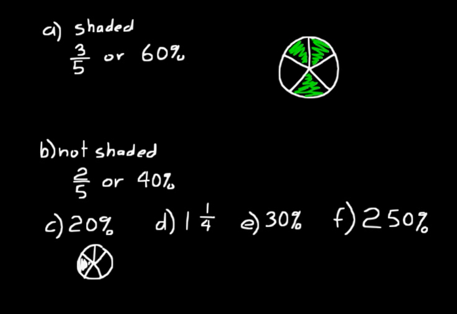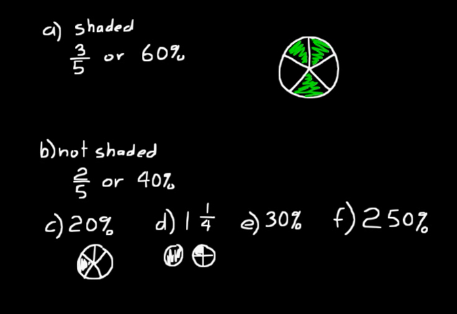On D, represent 1 1/4. Well, 1 means a whole circle. So you just shade in one whole circle, and then 1/4 of another one. You draw the fraction circle, break it up into quarters, shade one of those quarters in.